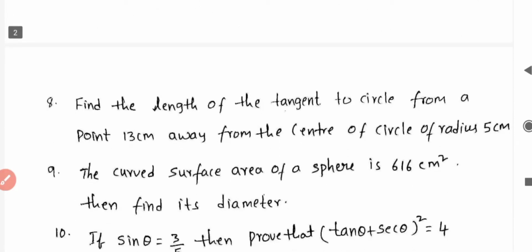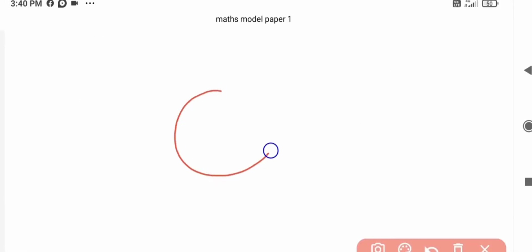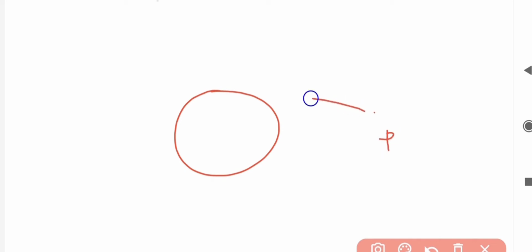Next, eighth one. Find the length of the tangent to the circle from a point 13 centimeters away from the center of the circle of radius 5 centimeters. First you draw the circle. This is one external point P. So this is a tangent. This one is 13 centimeters, and the radius is 5.